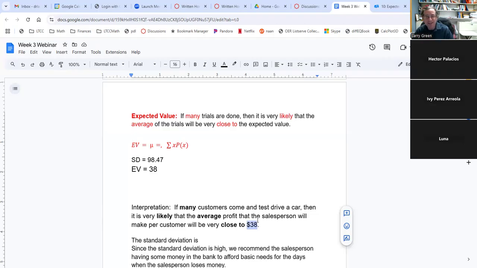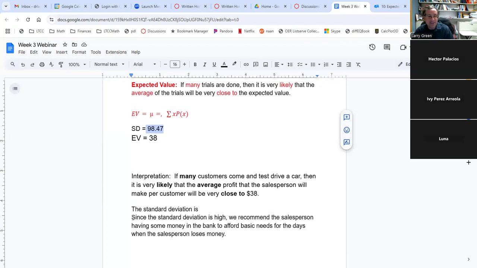Okay. On the other hand, there is an issue. The standard deviation is $98.47. Notice that's a lot higher than 38. So that means there's a big fluctuation in your earnings. Okay. So since the standard deviation is high, we should recommend that the salesperson have some money in the bank to afford basic needs for the days when the salesperson doesn't make money and maybe loses money. Does that make sense?